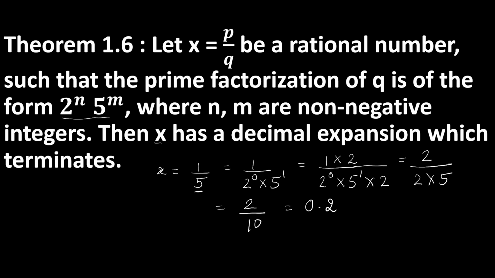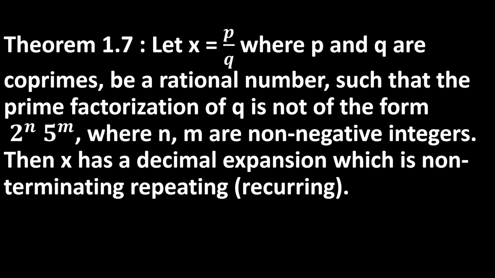So what did we observe? That here x was equal to 1 by 5, right? It is in the form of a rational number p by q, where the prime factorization of q is in the form of 2 raised to n and 5 raised to m, where n and m are non-negative integers. Then in that case we observed that the decimal expansion of this number terminates. So now we are at theorem 1.7.